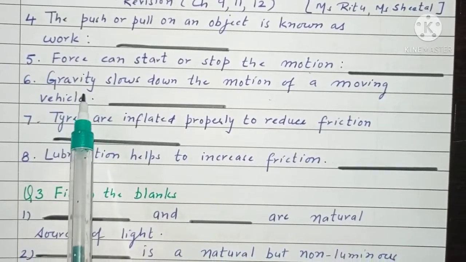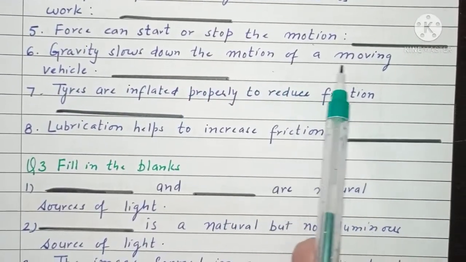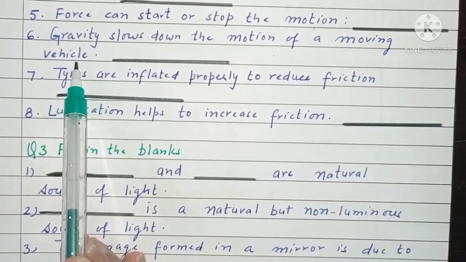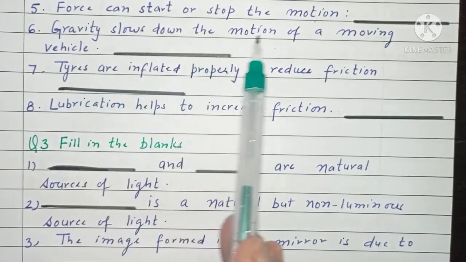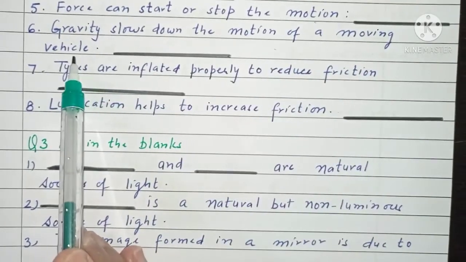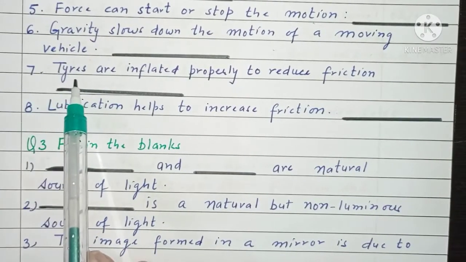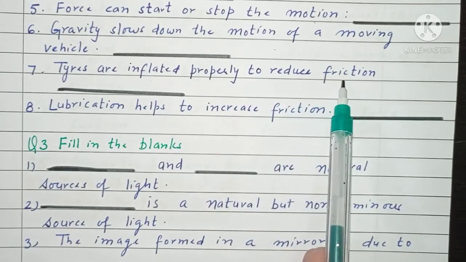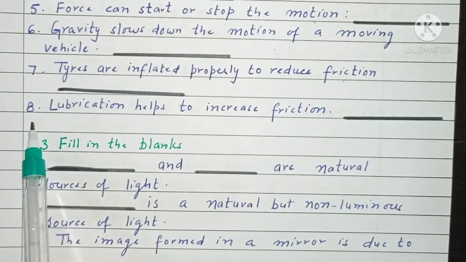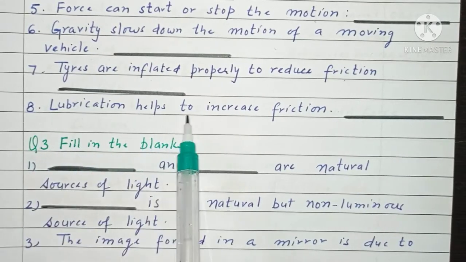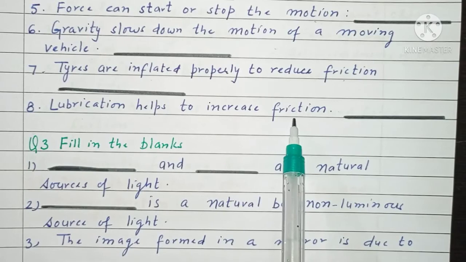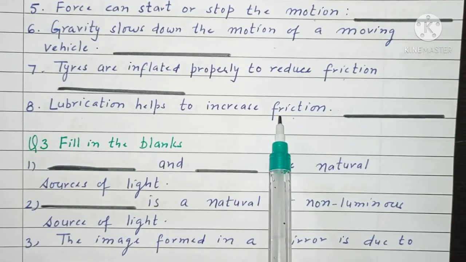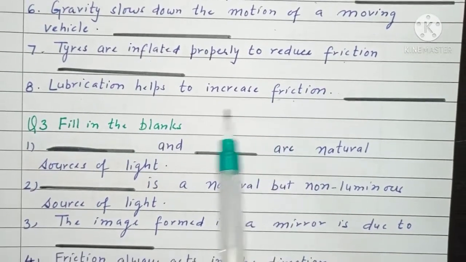Number 6, gravity slows down the motion of a moving vehicle. Is it gravity? No, certainly not. It is friction which slows down the movement of a moving vehicle. Number 7, tires are inflated properly to reduce friction. Number 8, lubrication helps to increase friction. Just think, does lubrication help to increase friction or decrease friction? So, write the answer accordingly.